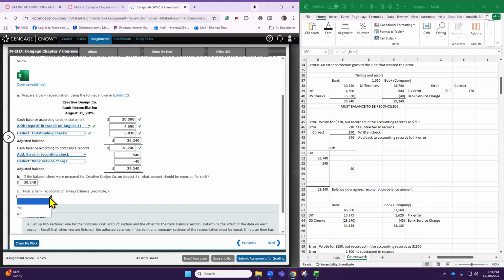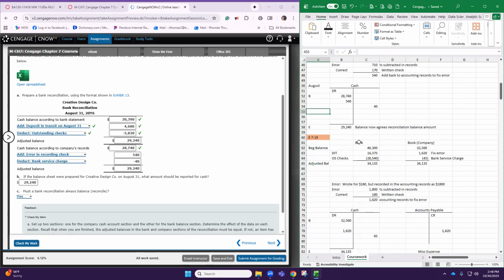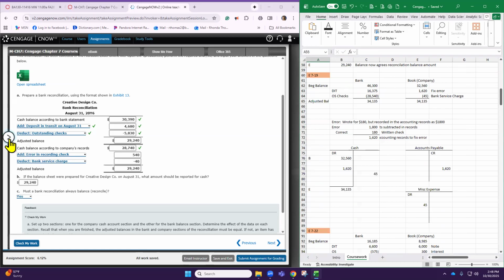And this is a funny question. Must a bank reconciliation always balance? The answer is yes. To get it to balance, you've got to have a zero. That zero balance indicates that it is balanced. It wasn't balanced up here because these two numbers have a difference of 1650. But now, once we've made these adjustments to both sides, there is no difference in the balances. All right, I think that's all for this one. Okay, let's move on.